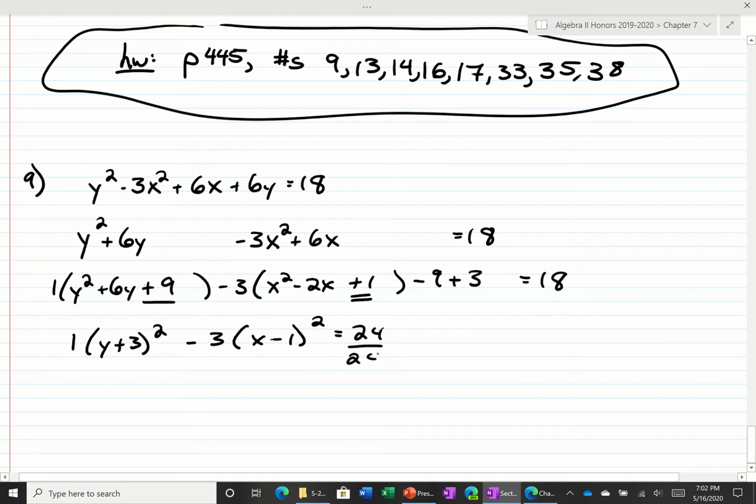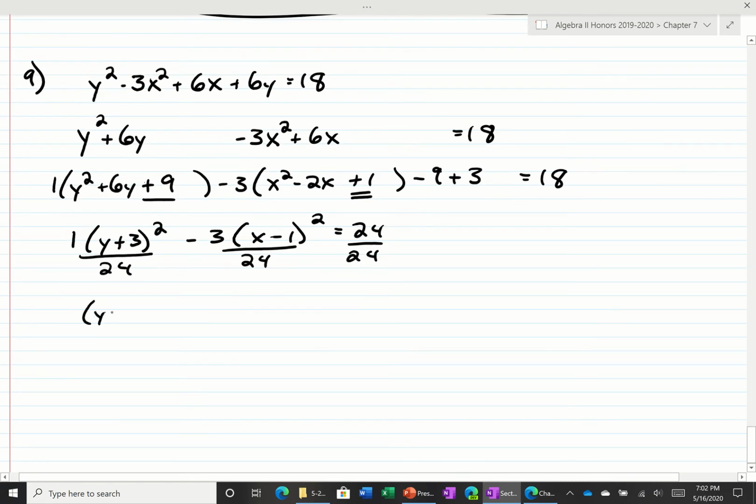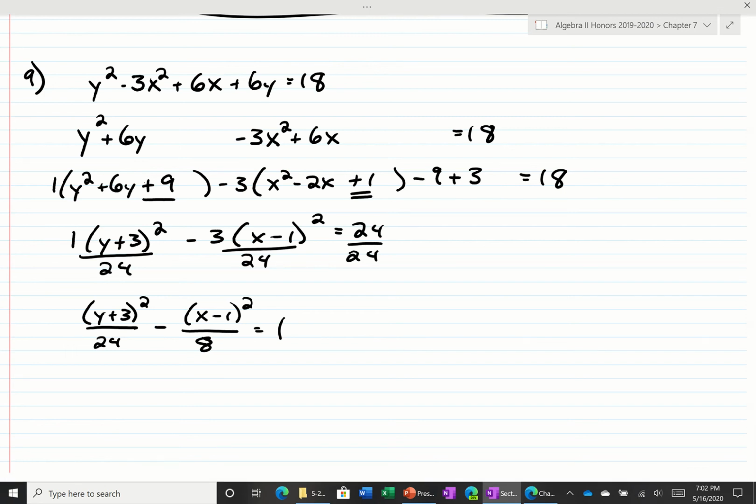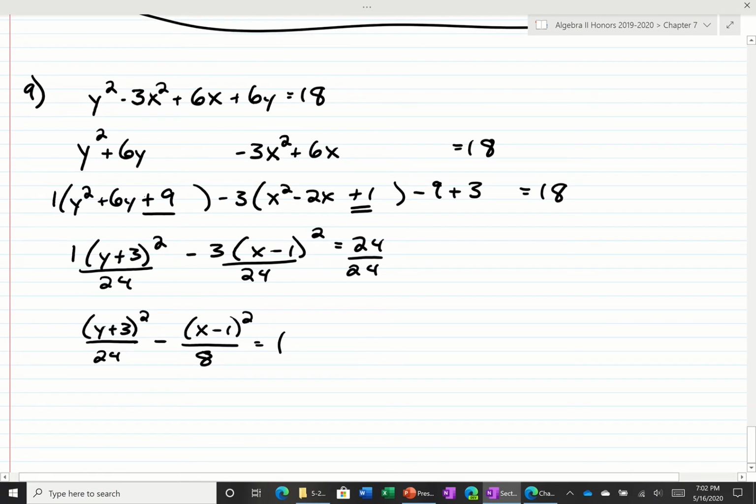So if we add 6 over there, it's going to be 24. And if we divide everything by 24, we get y plus 3 squared over 24 minus x minus 1 squared over 8 is equal to 1. Alright, so that's going to be our standard form for number 9. Okay, so that was number 9.